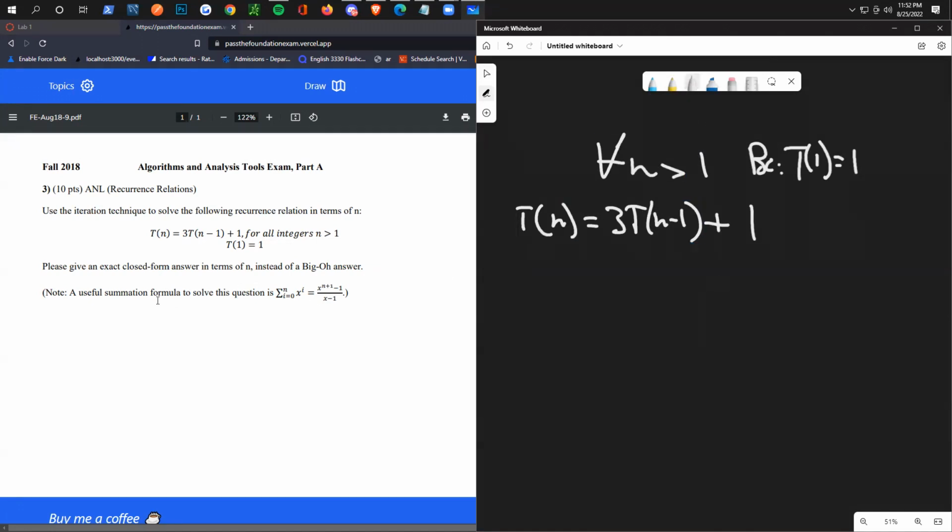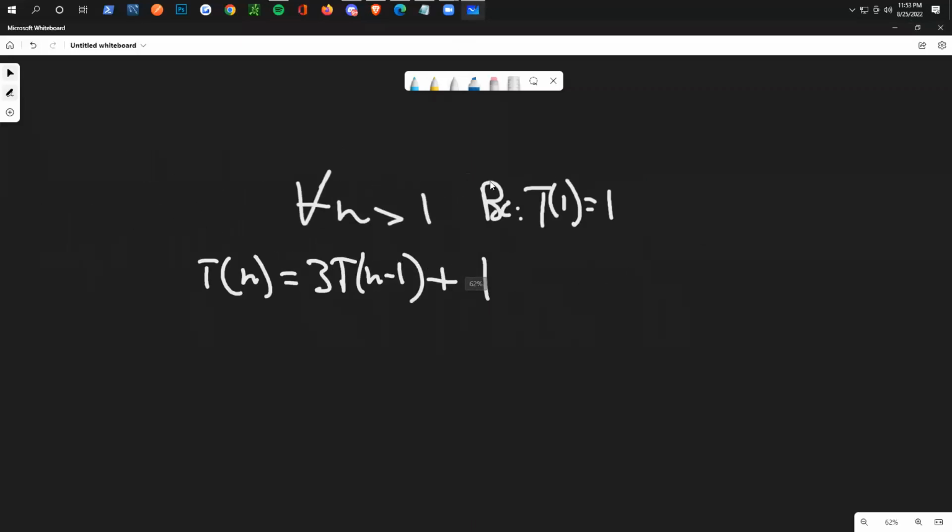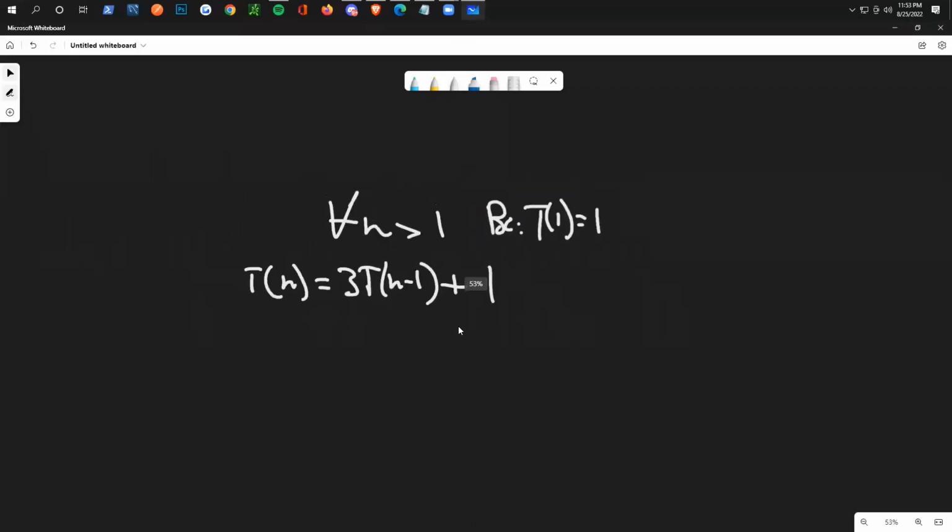Also, they say the useful summation formula for this question is the following. So this is the formula, the famous formula. I told everyone, write this down, because this is one of the few questions where they'll actually give it to you, but most of the time they don't. And a lot of times it can save you if you don't really know what to do, because you have something to the power in a summation.